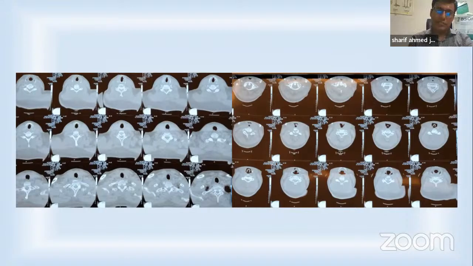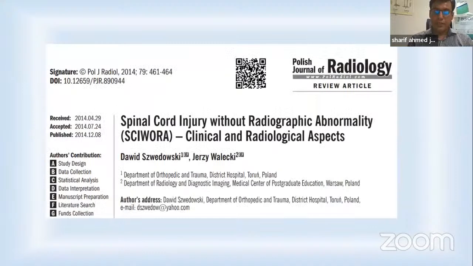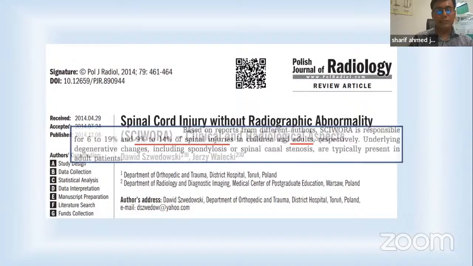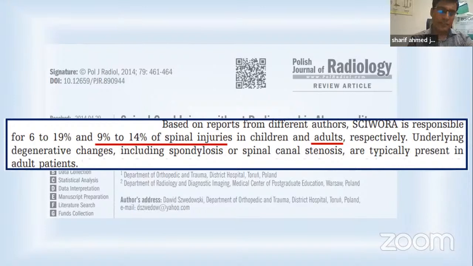So the patient has neurological deficit, but radiology is normal. What could it be? Spinal cord injury without radiological abnormality is more common in children, but it is also predominant in adult patients. According to the literature, it may happen in 9 to 14% of patients who have pre-existing degenerative change with spinal canal stenosis. So based on this scenario, CT normal, X-ray normal, but the patient has neurological deficit.